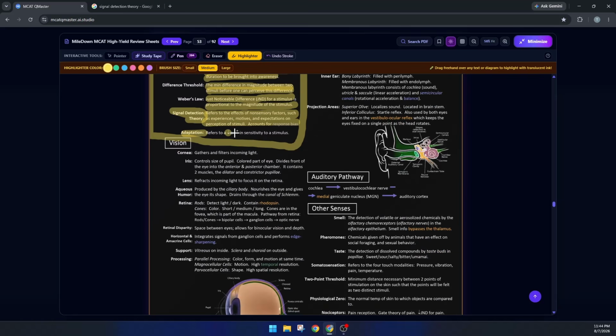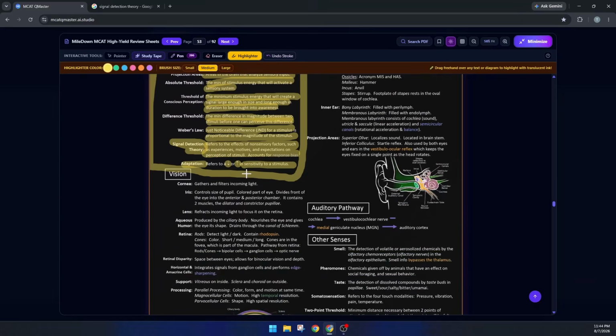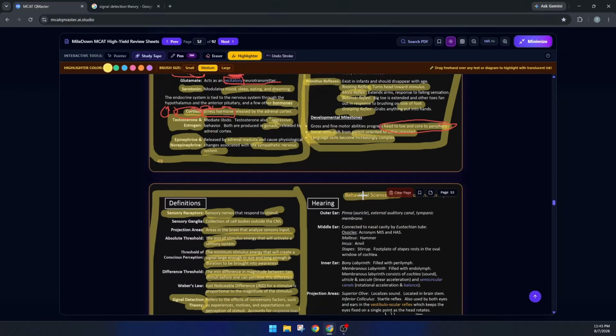Adaptation refers to a down or up change in sensitivity to a stimulus. That's fine, just learn a definition for that. All right, so other things about sensory. This will go by pretty quickly.